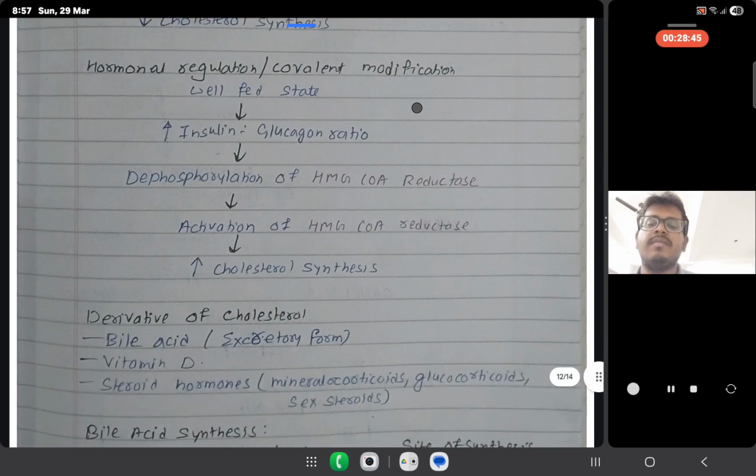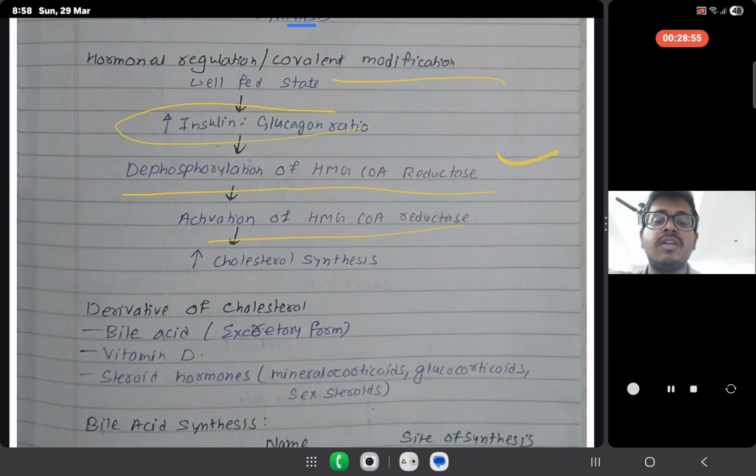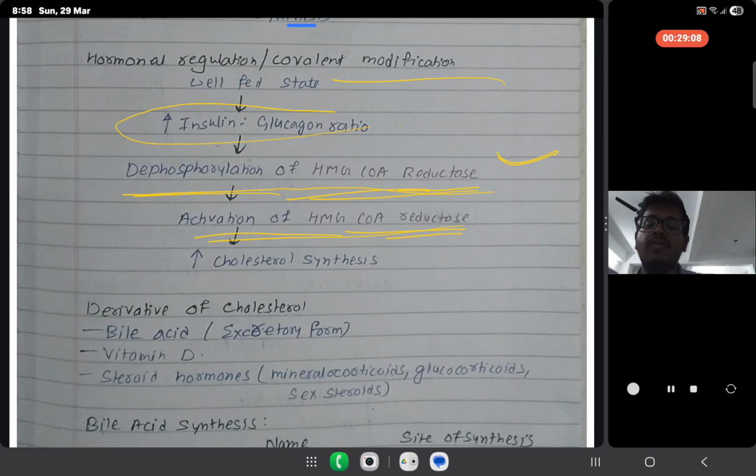Hormonal regulation: in the well-fed state, the insulin to glucagon ratio is high. Dephosphorylation of HMG CoA reductase occurs. If there is dephosphorylation of HMG CoA reductase, then there is activation, and if there is phosphorylation, it will be deactivated. Dephosphorylation leads to the activation of HMG CoA reductase, and now there is an increase in cholesterol synthesis. In the well-fed state, obviously there will be an increase in cholesterol synthesis.